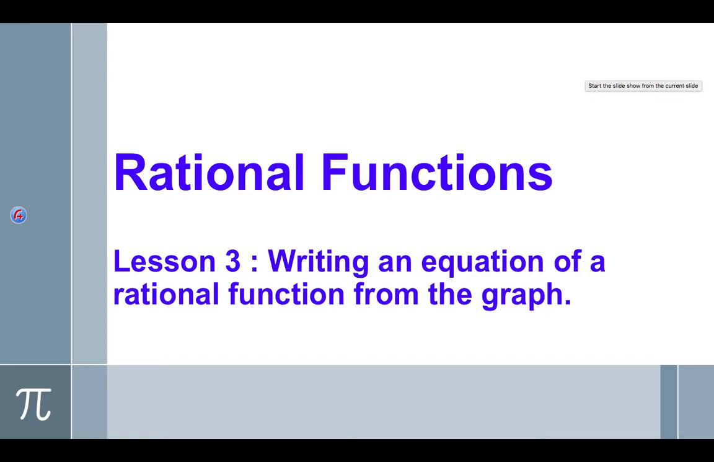All right, welcome everyone to Rational Functions Lesson 3. This is obviously our third section here. We're going to be looking at how to write an equation of a rational function given the graph of that function. So we've learned how to graph a function from an equation, and now we want to look at writing the equation from the graph.